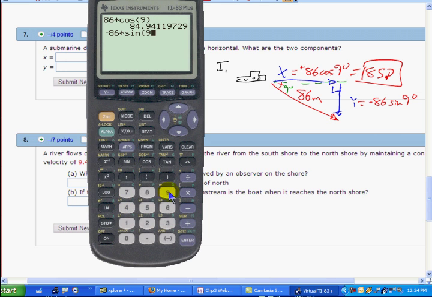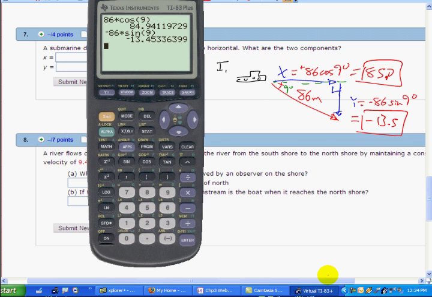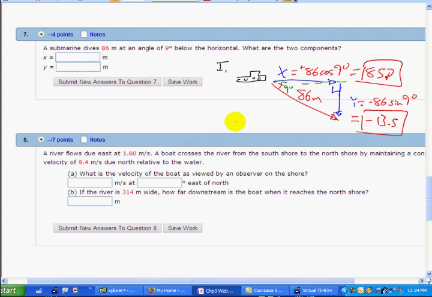Okay, and again, why negative? Because the submarine's going which way? It's going down, right? So negative 13.45, that's like negative 13.5. Okay? Or actually, did I round wrong? Negative 13, oh yeah, negative 13.5. If you do one more sig fig, usually you're safe. Okay? So in a nutshell, number 7, pretty straight up.